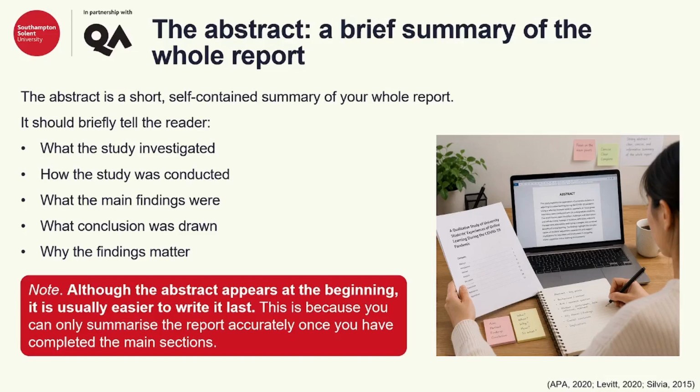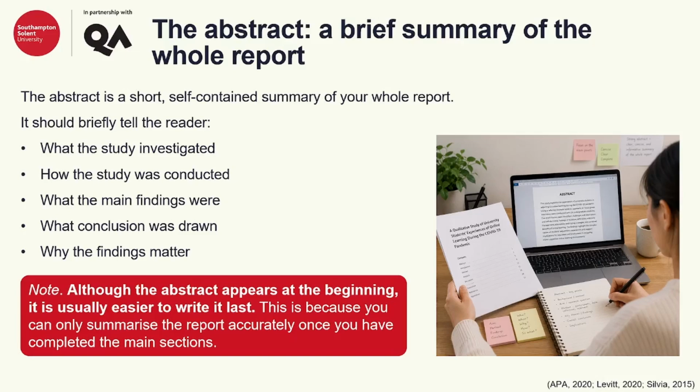It should briefly tell the reader what was investigated, how the study was conducted, what the main findings were, what conclusion was drawn, and why the findings matter. The abstract, therefore, provides a compact version of the overall research story. It begins with the background, problem, and research question. It then explains the method used to investigate that problem. After this, it represents the main findings and concludes by explaining what those findings mean.